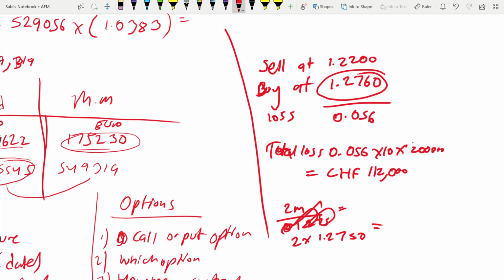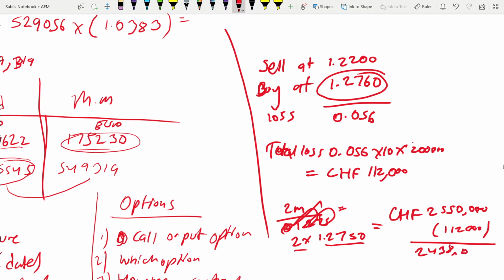Because 2 million is in dollar and that is in Swiss franc, it's a different currency, so multiply. And in Swiss franc, you will be getting 2,550,123. Now deduct the loss, and you will be getting 2,438,000. So this is the amount which you will be receiving.